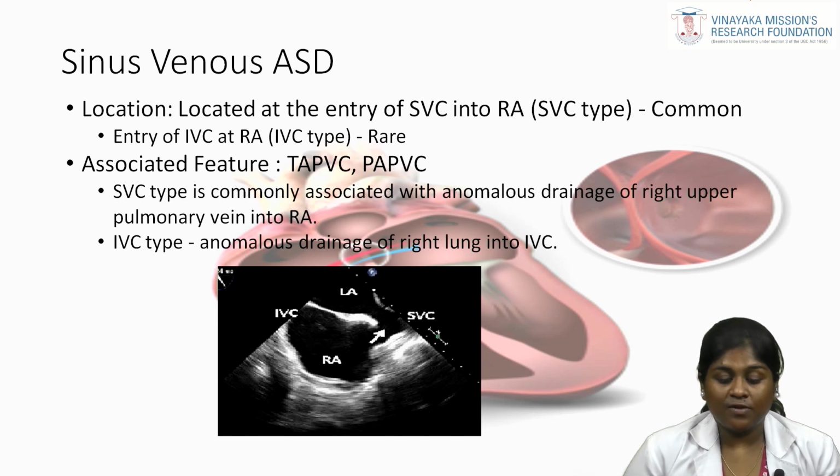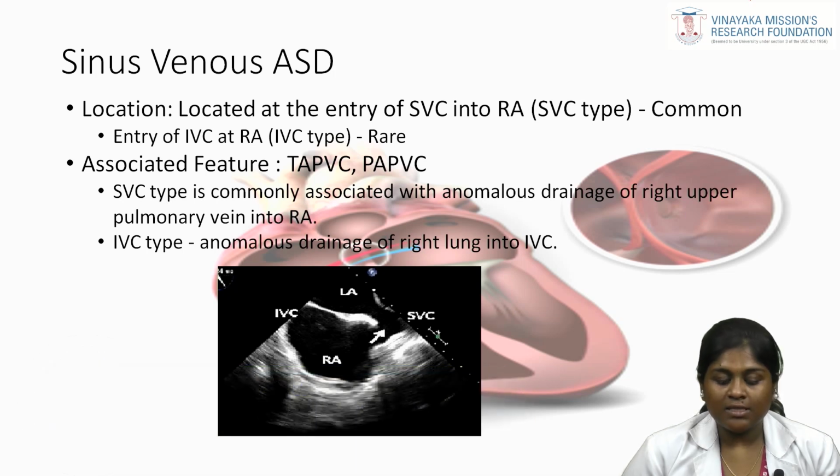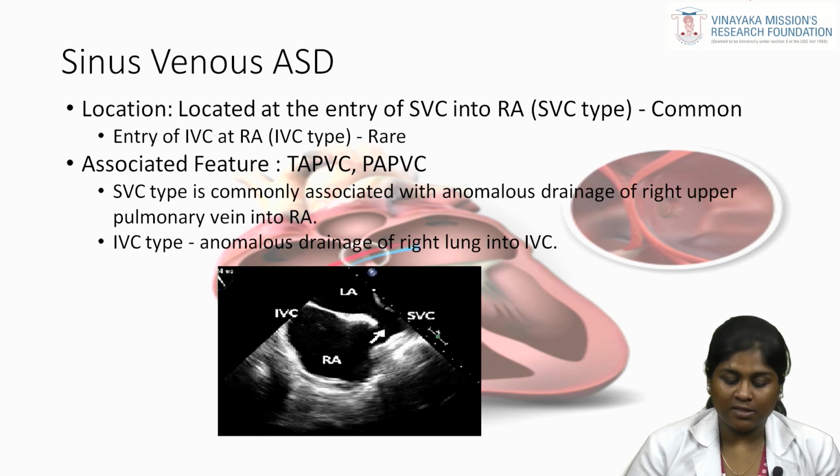The associated features are TAPVC and PAPVC. The SVC type is commonly associated with anomalous drainage of the right upper pulmonary vein into the RA, and the IVC type with anomalous drainage of the right lung into the IVC. This is the image of sinus venosus ASD. Here we can see the RA and LA, and this is the superior vena cava opening. Here is the ASD we can see.